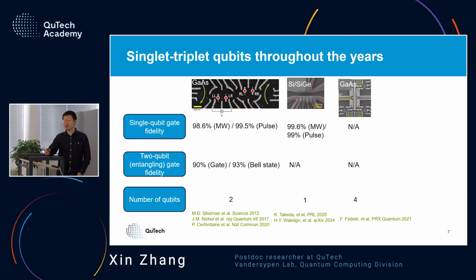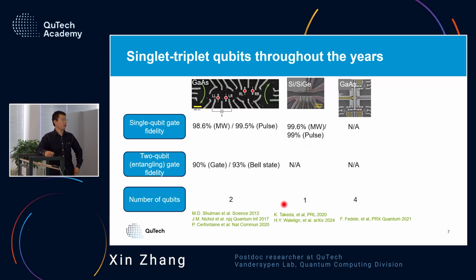And this is the history map of the ST qubits throughout the last 20 years. The single-qubit fidelity has reached 99%, both in gallium arsenide quantum dots and silicon germanium quantum dots. Here they use pulse optimization to make the fidelity very high. And for the 2-qubit gate fidelity in gallium arsenide quantum dots, they have achieved 90% gate fidelity and 93% Bell state fidelity.